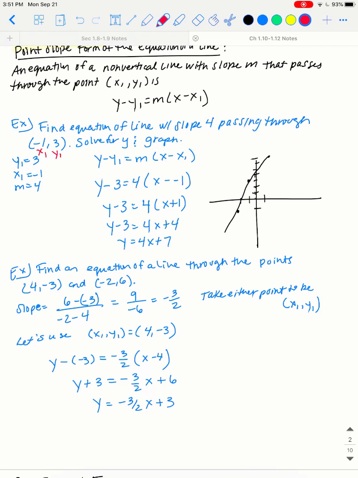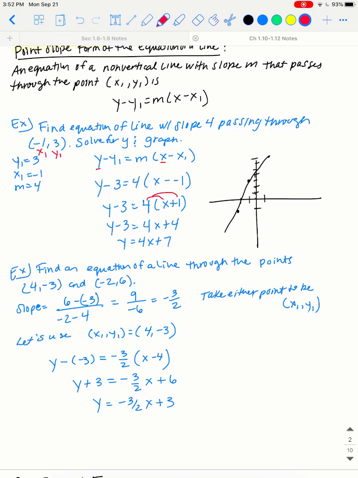So I'm going to go ahead and plug these into our equation. We get y minus 3 equals 4 times (x minus -1). So remember not to plug our y1 and x1 into the y and x; we just leave those. We're plugging into the other ones. So I get y minus 3 equals 4 times (x plus 1). Then I distribute the 4, and then I'm going to solve for y. I get y equals 4x plus 7.